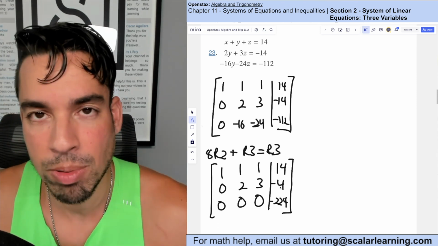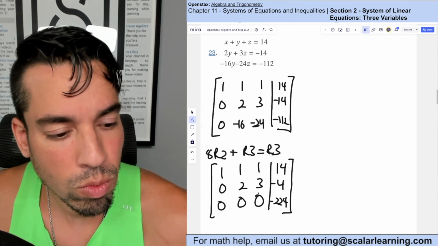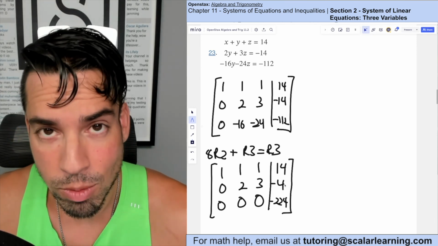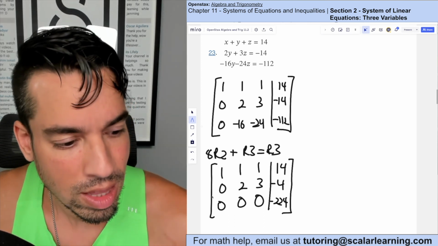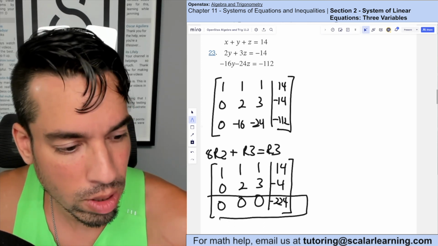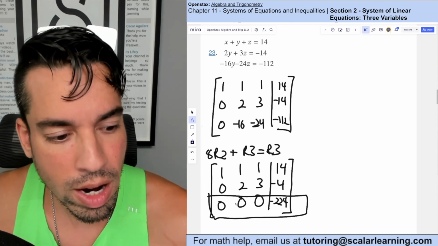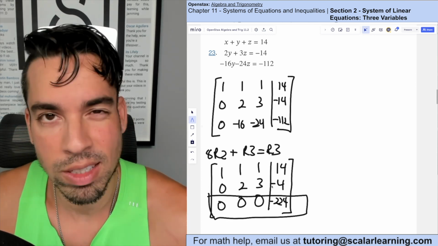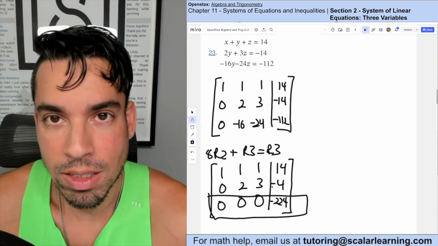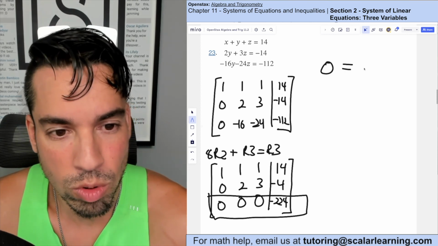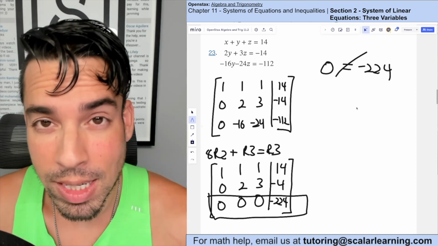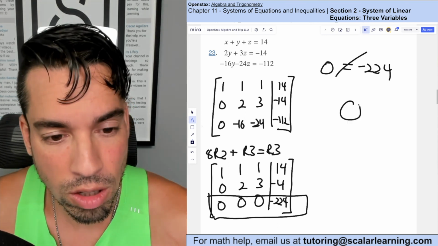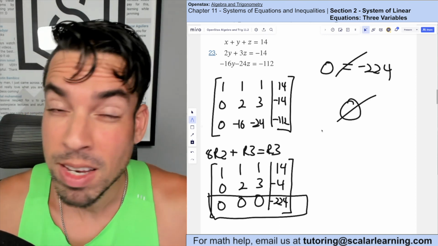Okay, but we got to stop here for a second. If we had a row of all zeros, that's fine. We could keep going, and maybe we'd have an infinite solution situation. But this right here is our indication that we have a problem, because we have 0x plus 0y plus 0z equals negative 224 somehow. That doesn't make any sense. It's basically saying 0 equals negative 224. This is not true, which immediately takes us to the fact that this is a no solution situation. That's how you do it.